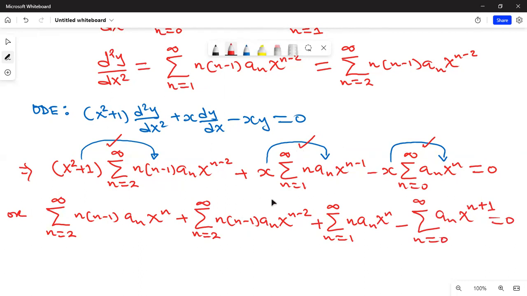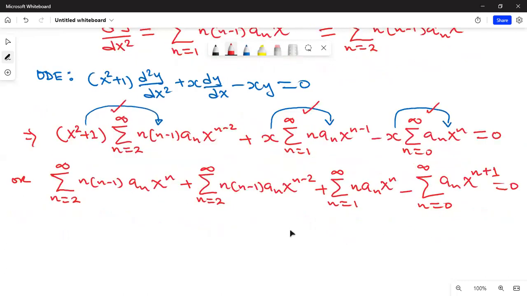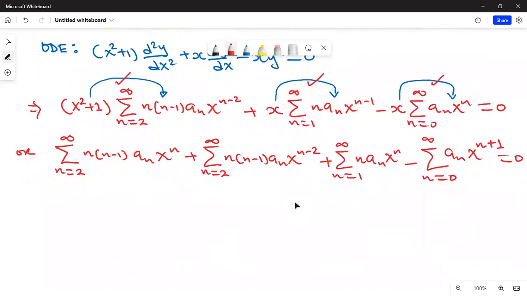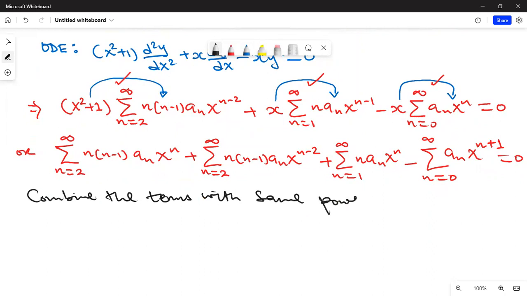Now, look at those with the same power of x. So the next thing here is to combine the terms with the same power of x.